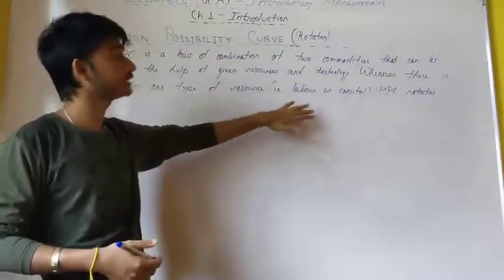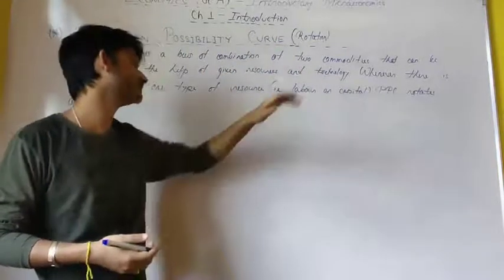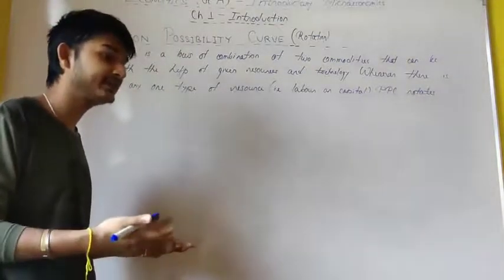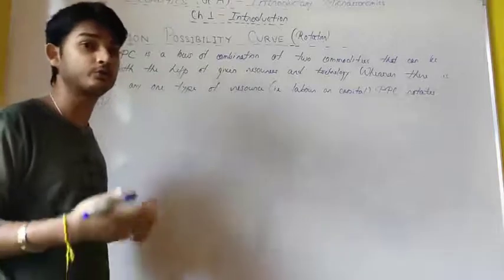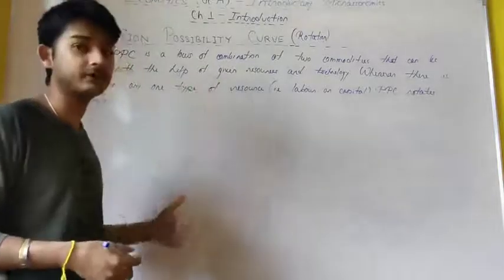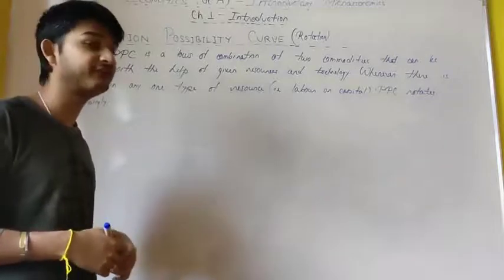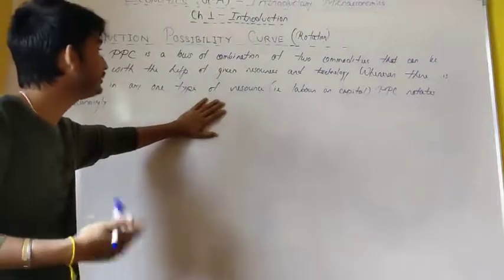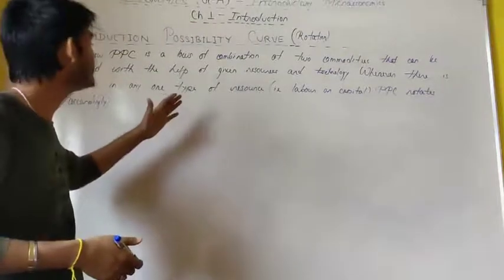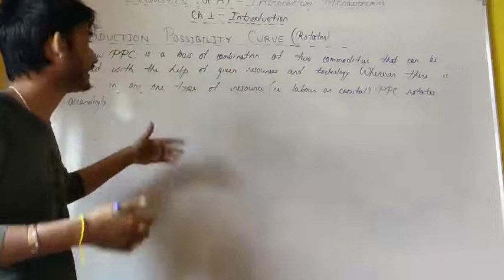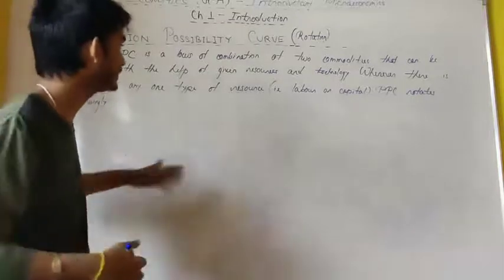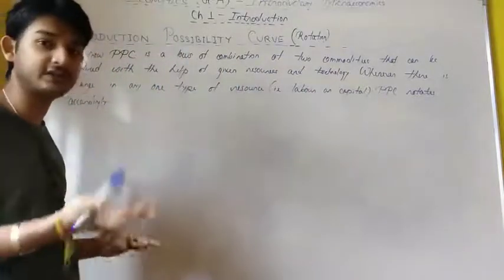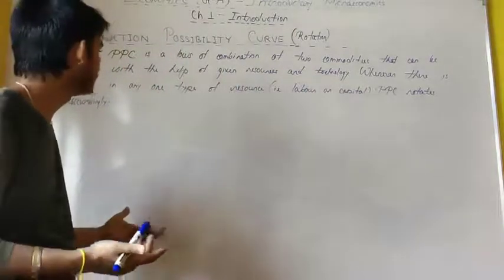All those things were associated with both types of resources, where we experienced some increase for labor as well as for capital, and hence the entire PPC shifted. But here, in case of rotation, we will just focus on change which is associated with any one type of resource. The change is associated with either labor or capital, and this change could be either a positive change or a negative change.